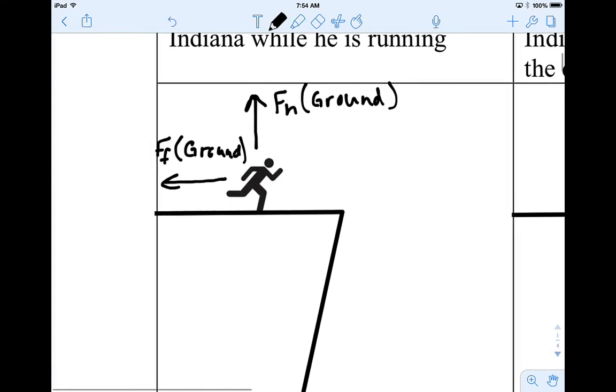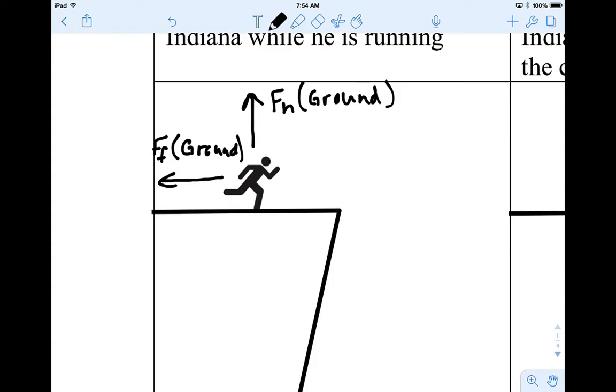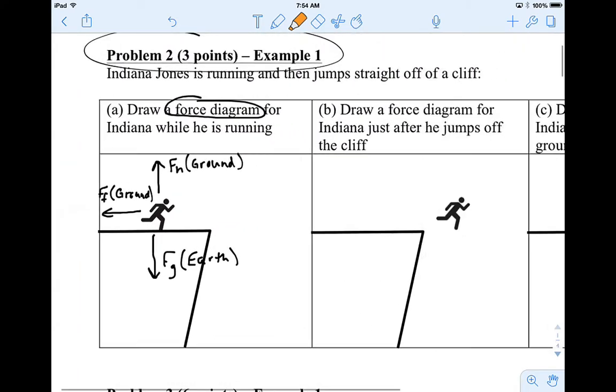But we know that there's a field force, a non-touch force that's always acting as long as we're on Earth, and that's got to be Fg. That's gravity, and gravity comes from the Earth. I know there's going to be a lot of people that want to write the word gravity right here. Don't write gravity in your parentheses. Remember, you're writing the agent, the thing that's causing the gravity, which is the Earth.